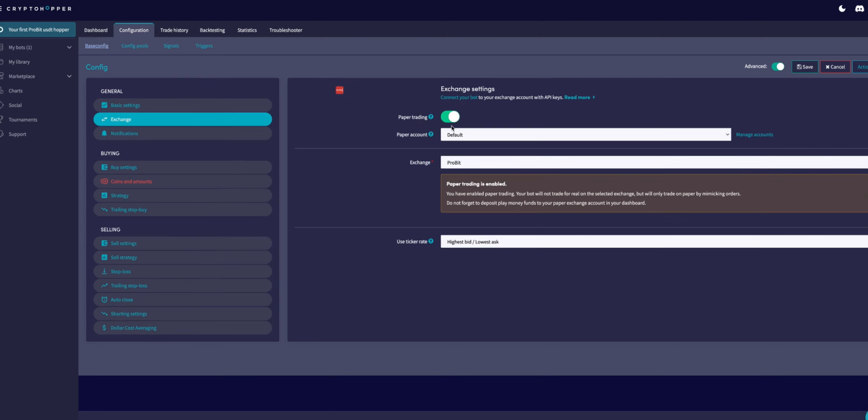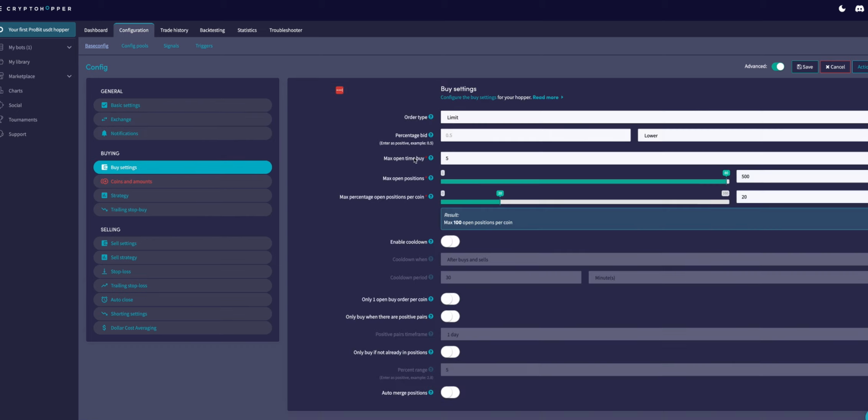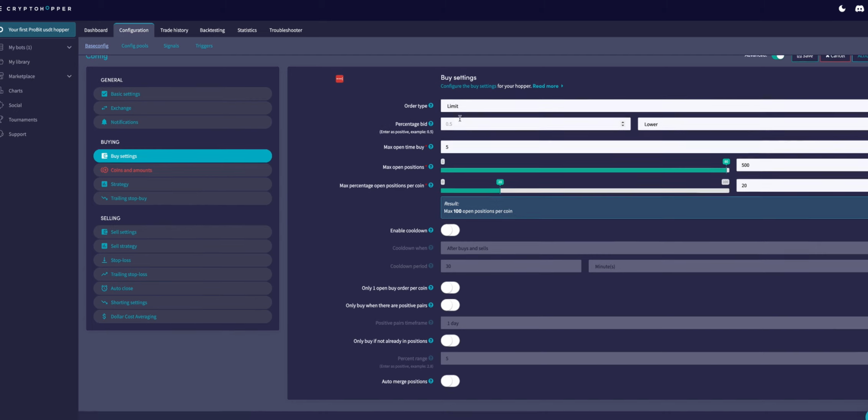I'm going to go to exchange here. So we're paper trading, and it's going to allow you to choose the exchange. Then you can set your notifications here, but let's get into some of the things that matter. Make sure that the order type is a limit order. It's one of the only things I'll talk to on this page, because you're always going to want to do limit orders rather than market orders here, because you're hunting for a price on a specific strategy.